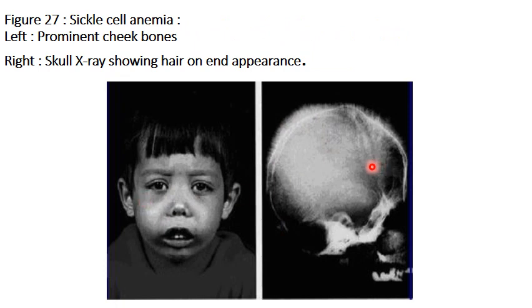This is also another two pictures. This is a skull X-ray, which is a spot diagnosis. This is the hair on end appearance due to the same cause. This is a prominent cheekbone and hair on end appearance on the skull X-ray, and this is the face of a child suffering from sickle cell disease.